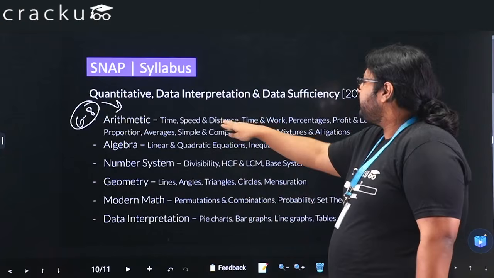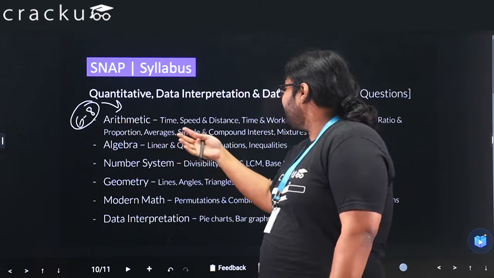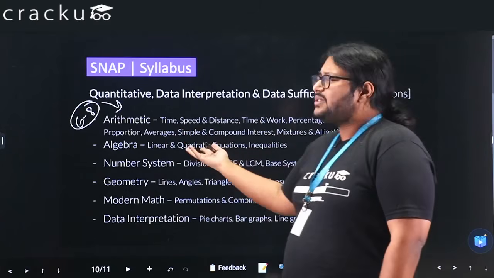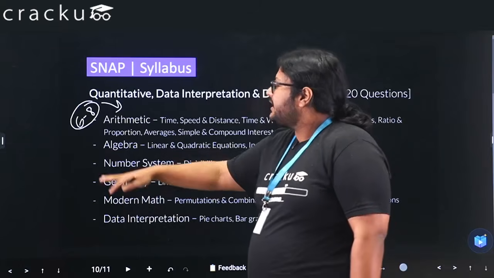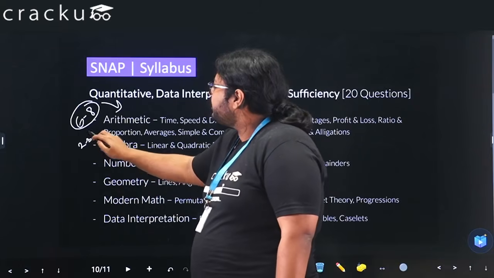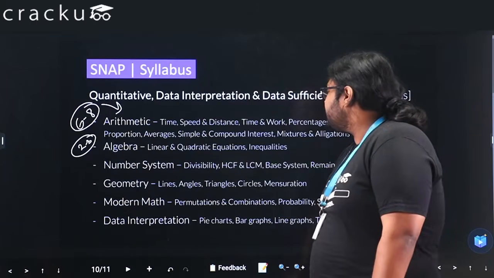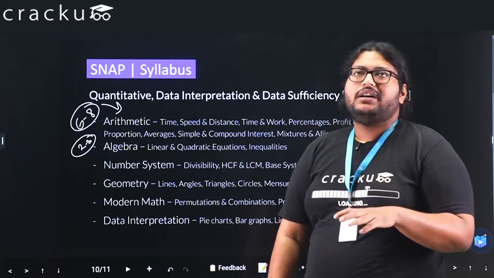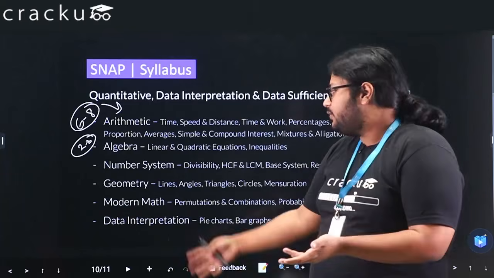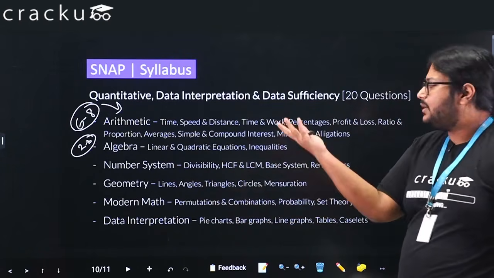We have time, speed and distance, time and work, percentages, profit and loss, ratio, proportion, SICI, mixtures and allocations. You know the basic stuff. Algebra, I think you can expect 2 to 3 questions from here. Algebra has linear and quadratic equations, inequalities. Some people also club progressions with algebra. But if you want, that's fine. Otherwise, progressions usually come under modern math, but whatever.